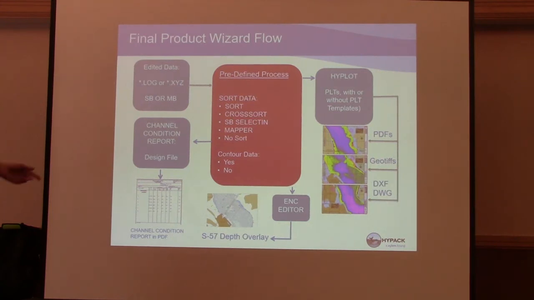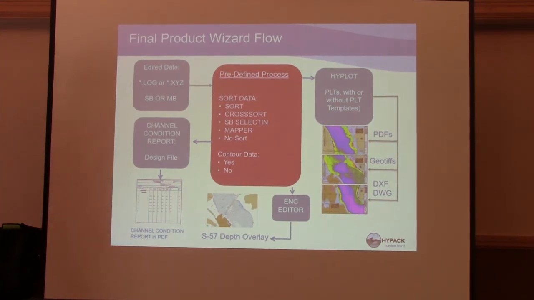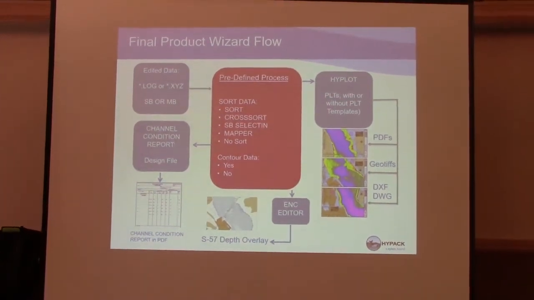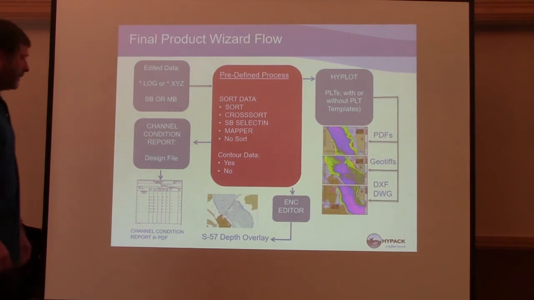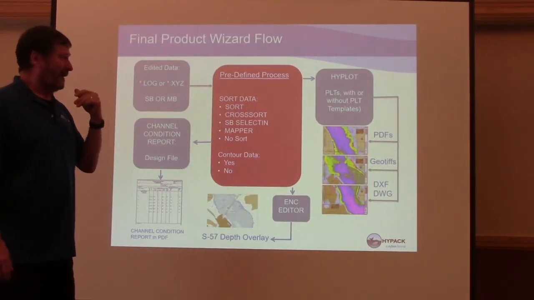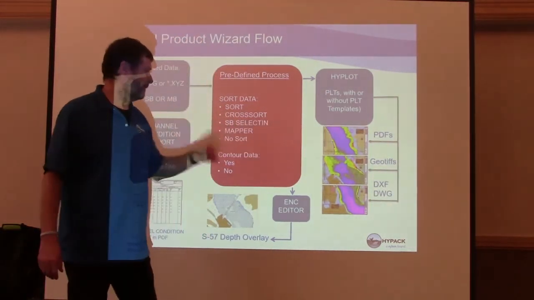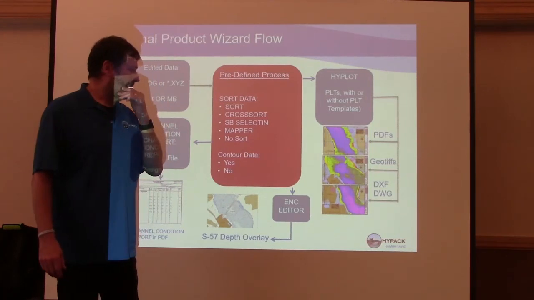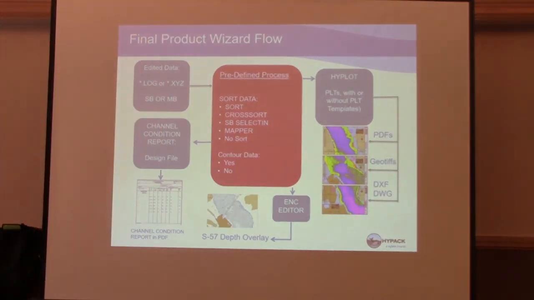We also export a channel condition report. We did that for the New England Corps quite a number of years ago. Now it's built into the Hydro program, so people around the world attempt to use it and play around with it for general reports. We can also do an S57 depth overlay in that too. And in addition to the final result, you can export right out to a PDF or GeoTIFF, and the contours and such are all automatically saved to a DXF file.